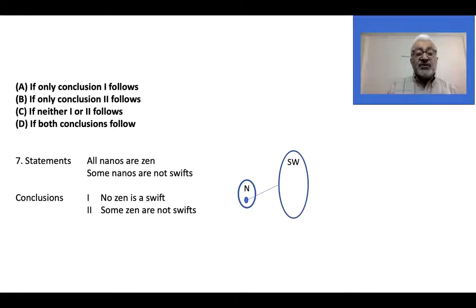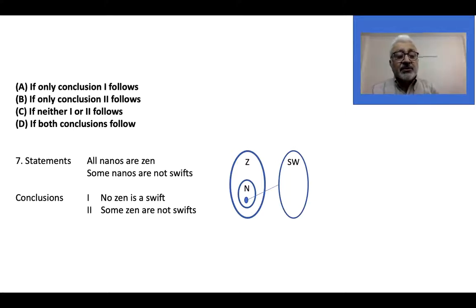Then he also says that all nanos are Zen. So nanos are engulfed by Zen, or Zen is around nanos. Okay, so this represents our two statements. Very good. So no Zen is Swift. Zen has no relation with Swift.